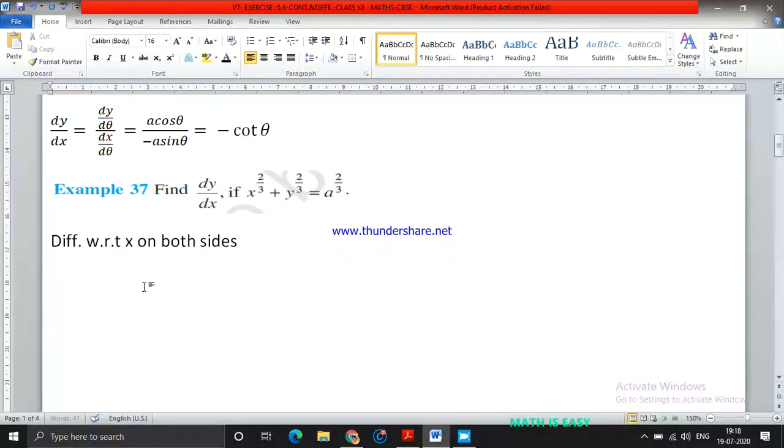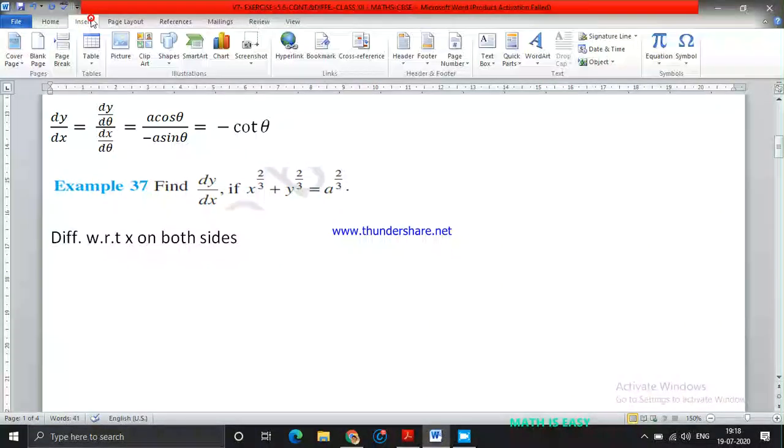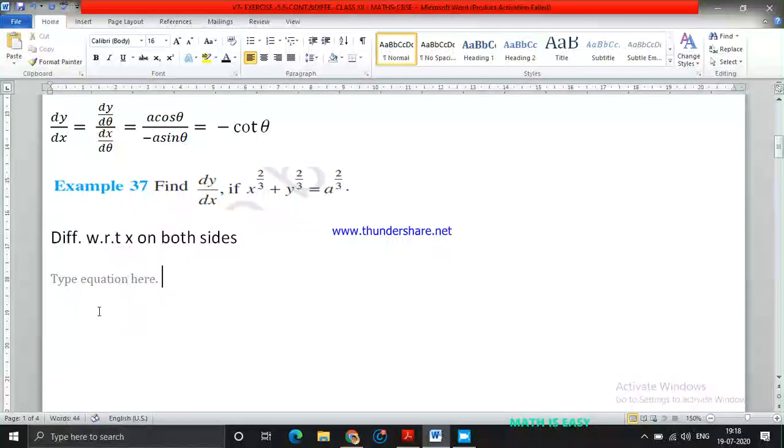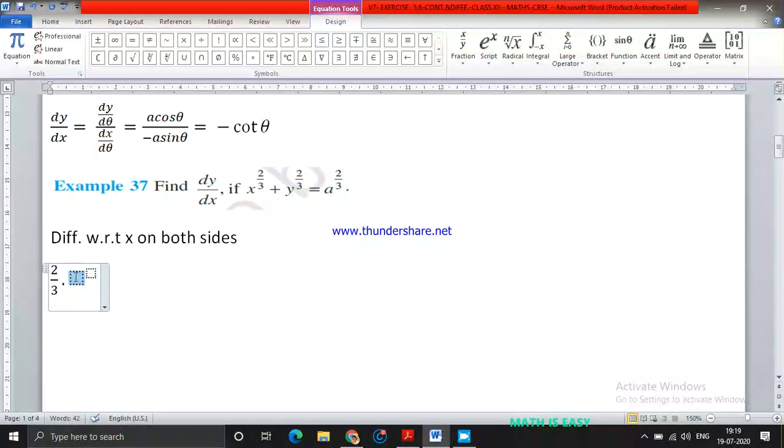Here this is x to the power of n. Differentiation of x to the power of n is n into x to the power of n minus 1. So here n is 2 by 3, so 2 by 3 into x to the power of 2 by 3 minus 1. This is the derivative of x with respect to x.